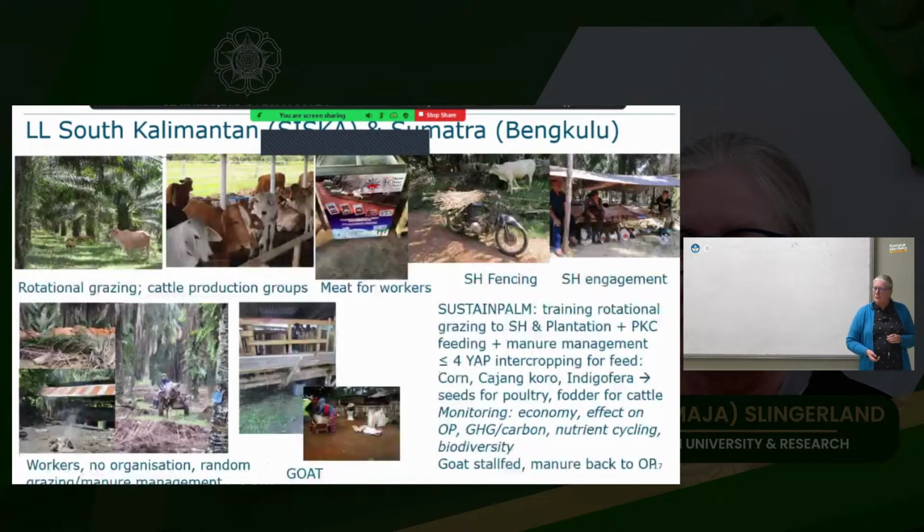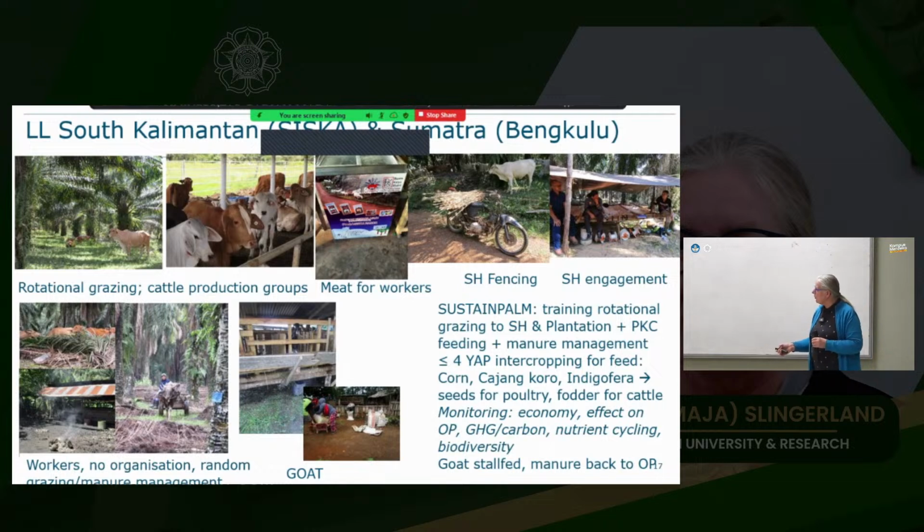Then for livestock we have 2 places. One is in South Kalimantan, which is a perfect example. The cattle look good, they even have different groups of cattle. So they have weaners, they have calves, they have bulls for fattening. They have their own slaughterhouse, they also have meat available for the workers. And they make some silage, they feed palm kernel cake, perfect.